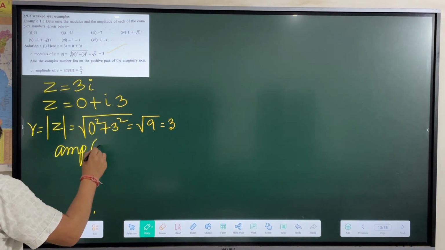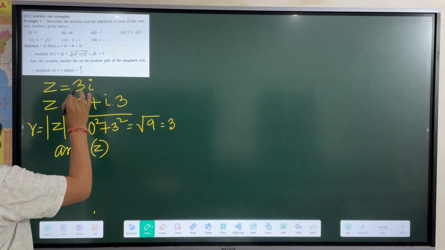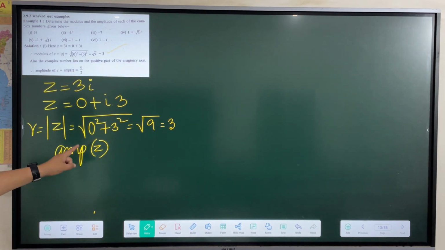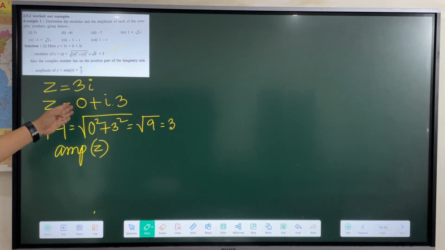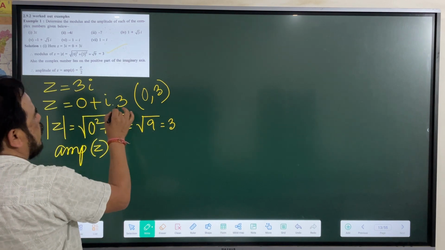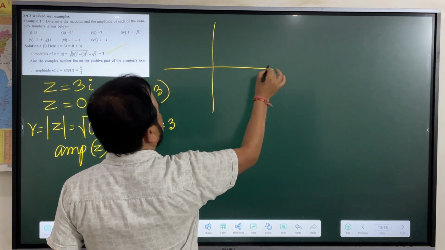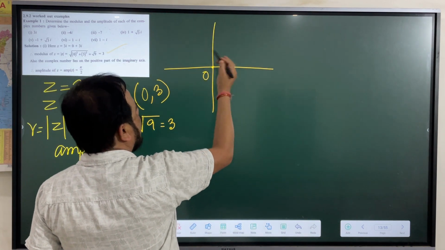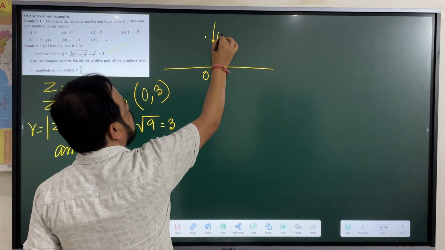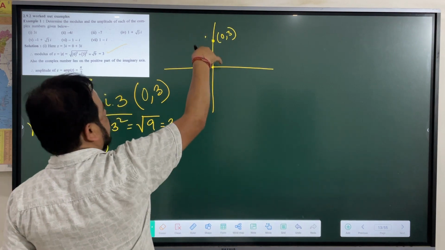Amplitude, like this you have to write. Amplitude of z. What is z? 0 plus 3i. To find the amplitude of z, we actually have to find tan theta. But here x is 0 already, so you don't have to go that way. We see what is the ordered pair? 0, 3. Where will 0, 3 be? 0, 3 means it is on the y-axis.